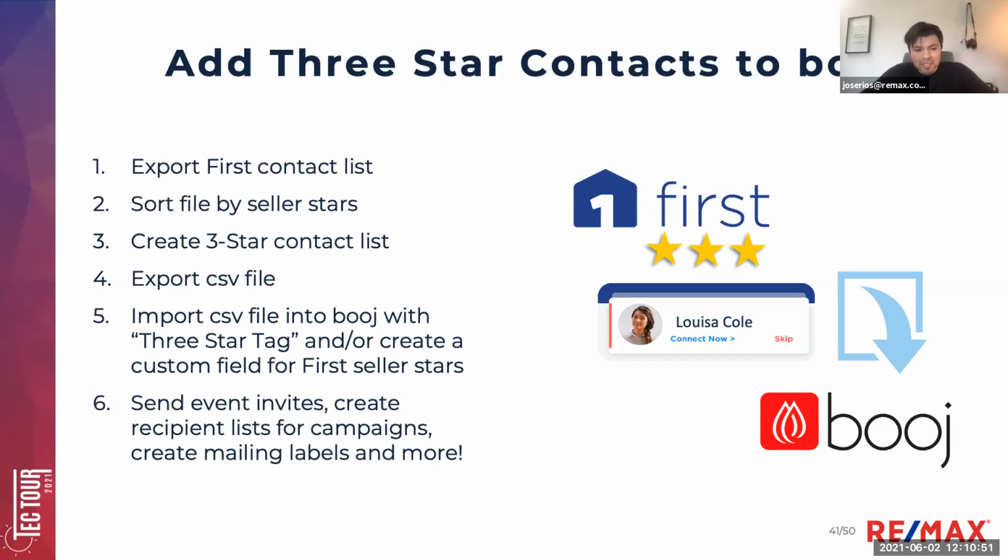And it's very simple to do, right? To get your rated leads from First into Boosh, you simply export the contacts list, right? You're going to sort the file by seller stars. That way you can import your 3, 2, and 1 stars. You can export the CSV file after that and then import it into Boosh. And then you can create custom fields, tags, and then start sending event invites, et cetera, et cetera.